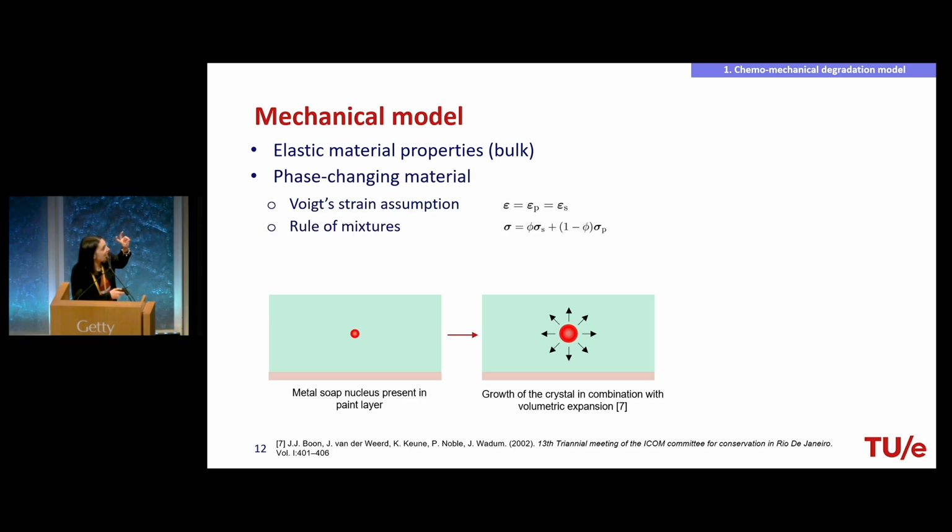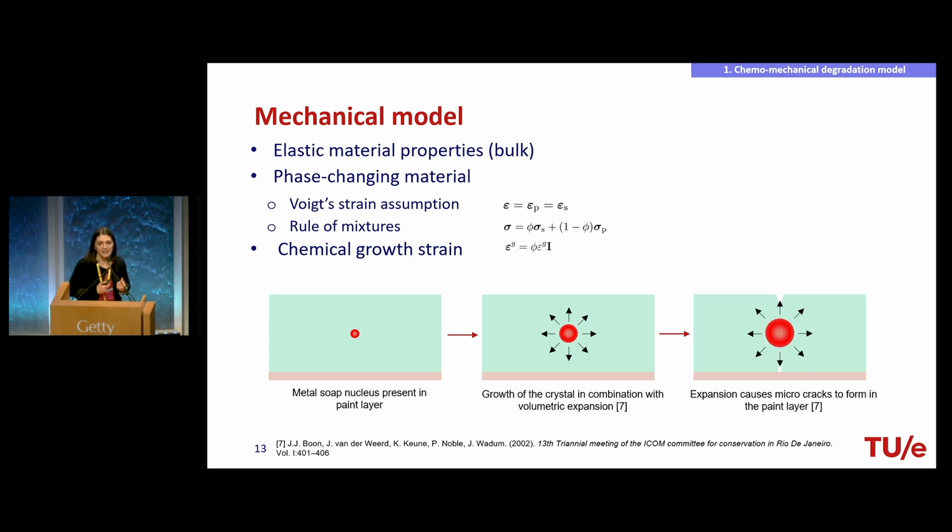So from a technical point of view, we need to define a way to describe this change in phase. For this, we use the phase transformation model, without giving too many details, which relies on quite simple assumptions. We assume that the strains of the two phases are the same and the stress is just the average. One other important point is that we have expansion of the crystal. When the crystal expands, it comes with a strain, called an eigenstrain in mechanics, and we take this strain to be dependent on the local concentration of crystalline metal soap.